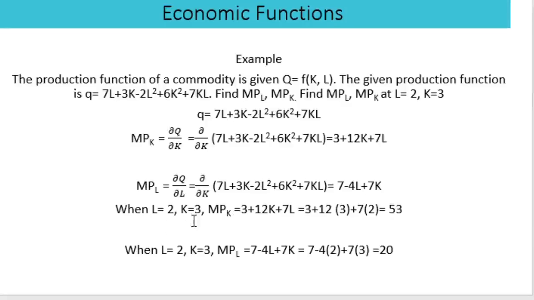When L equals 2, K equals 3, marginal product of K equals, let's substitute L equal to 2, K equal to 3 in both these functions, and we will get the value of the function.